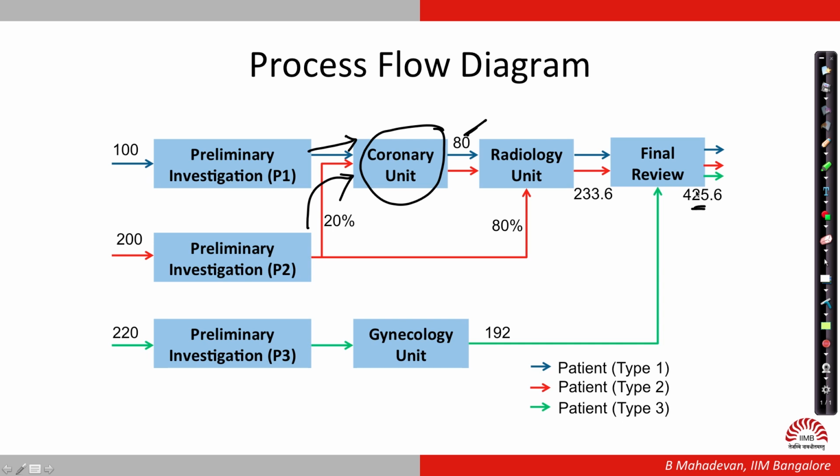Therefore, some capacity additions in coronary unit 1 will become inevitable if we want to increase the number of type 1 and type 2 patients going through the diagnostic center. So, that observation we can make. Let us look at the gynecology department now, which is patient type 3. And what we see is the preliminary investigation is not the bottleneck, it is actually the gynecology department. That constrains the flow of type 3 patients in the system, and therefore, that is the bottleneck for that type of patients who visit the diagnostic center.